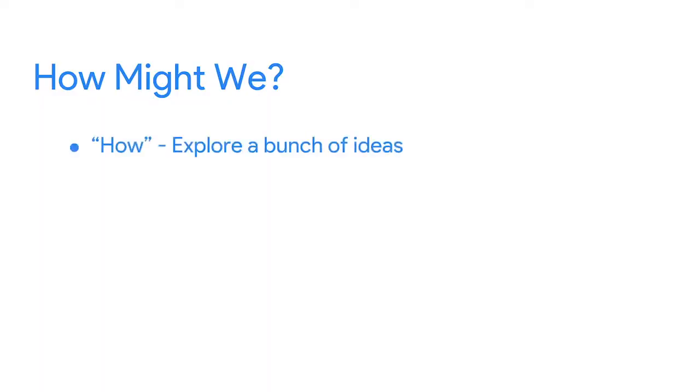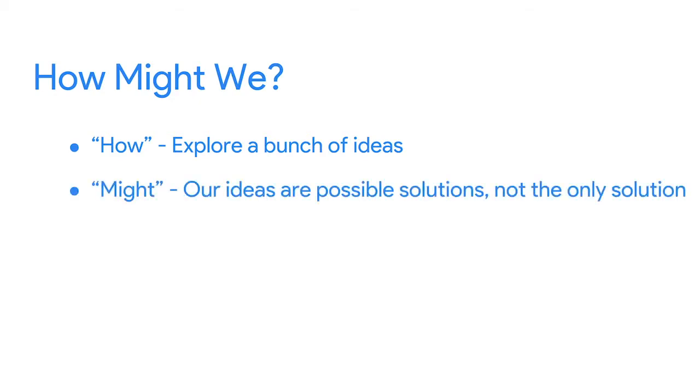Let's break that down. The word how encourages us to explore a bunch of ideas instead of moving forward with only one idea for the solution. The word how suggests that we don't have an answer yet. The word might emphasizes that our ideas are possible solutions, not the only solution. Finally, the word we suggests a collaborative effort. Coming up with ideas requires teamwork.